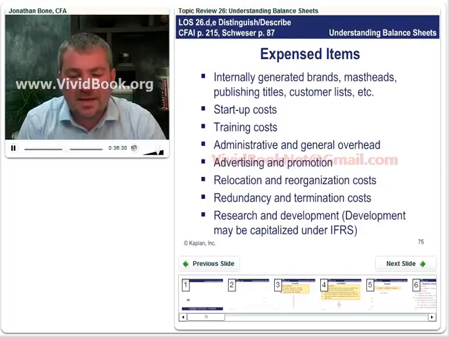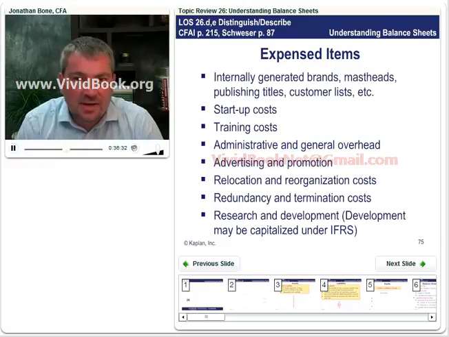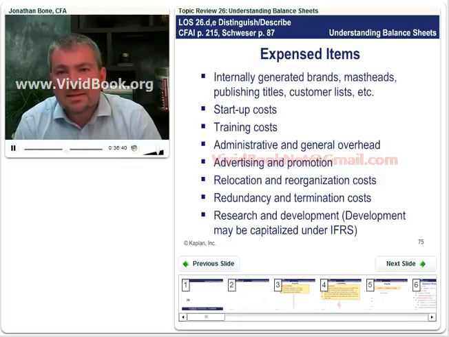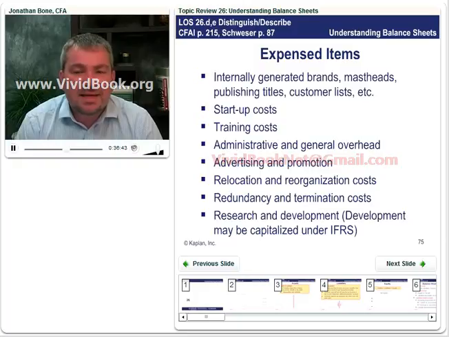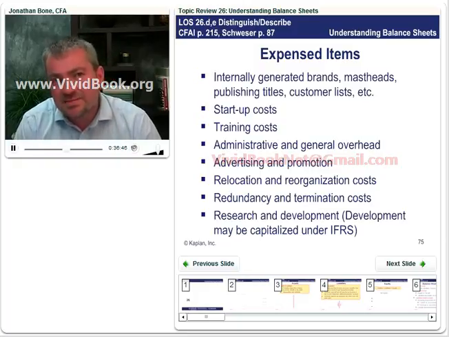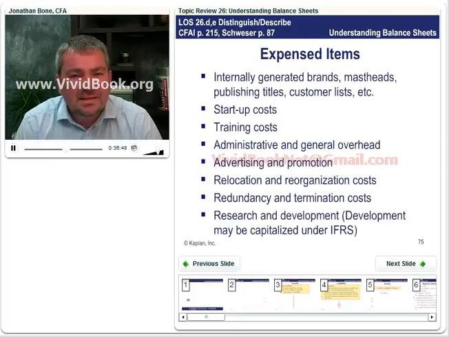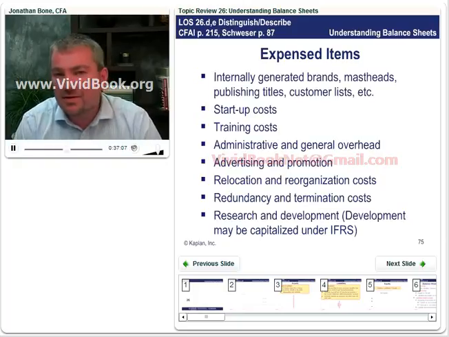So what is going to be expensed? Internally generated brand names, mastheads. What are mastheads? Kind of company logos and newspaper logos is why they get called mastheads. Publishing titles, customer lists. Anything internally generated, too subjective to put a monetary value on it. Startup costs and training costs. Now again, you might say, well, hang on a second, training costs. I train my employees, that improves their earnings potential. Surely I should be able to capitalize it and amortize over their remaining working life. Well, problem is, how do you put a monetary value on the added value that you've created from training?